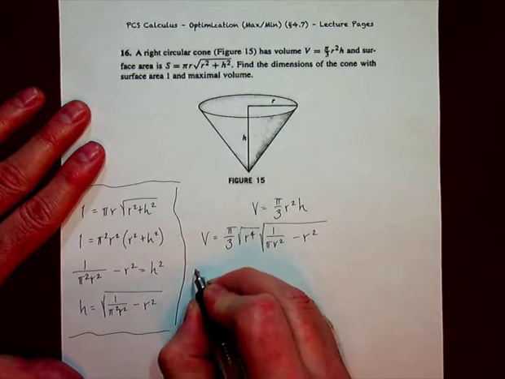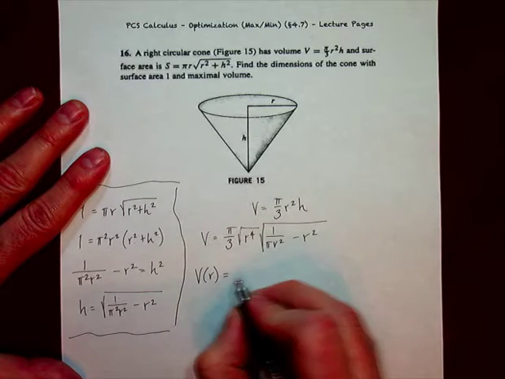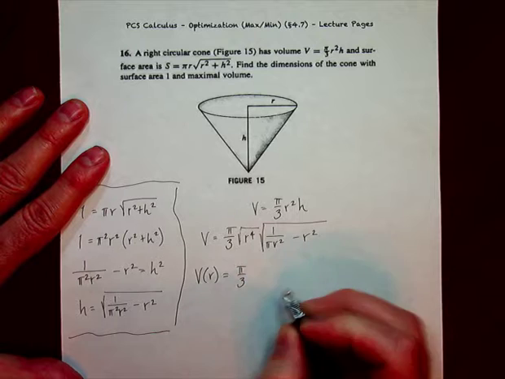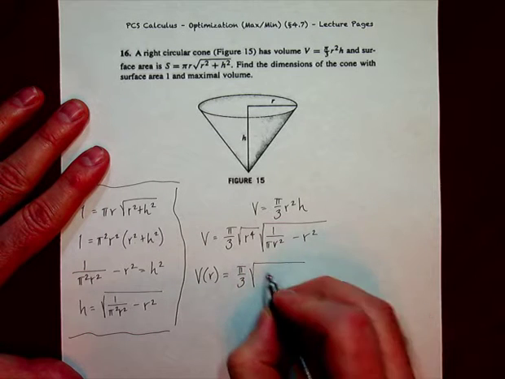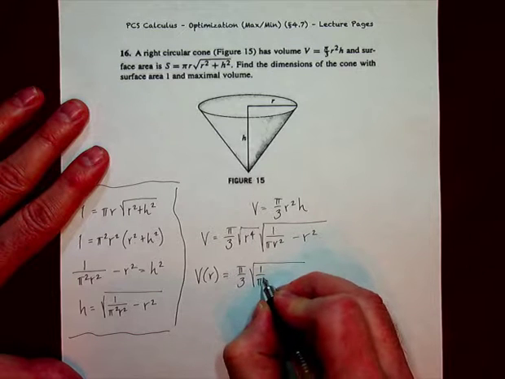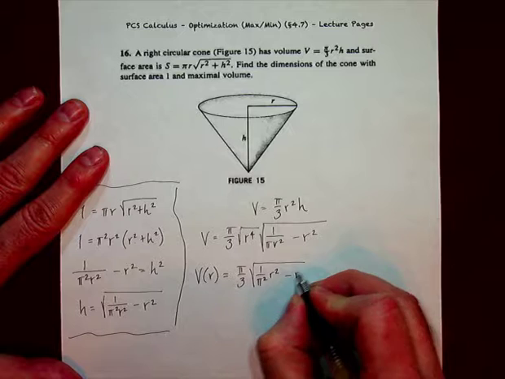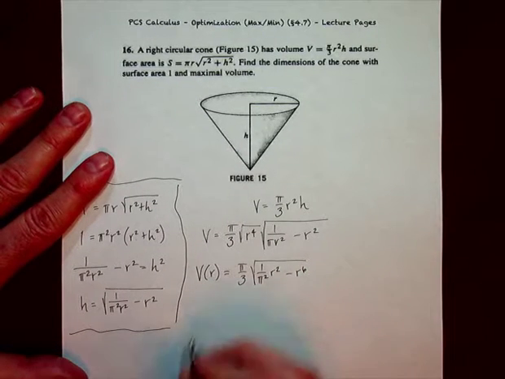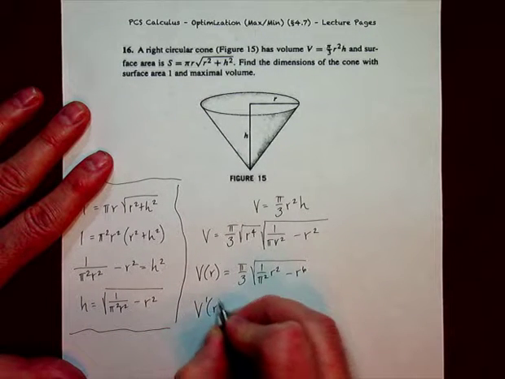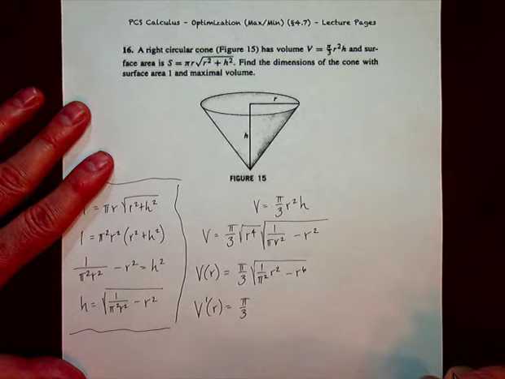And so we have, and I forgot on the previous step to make it V of r, because at this point it is a function. So we have pi over 3 times the square root of, and I'm going to put 1 over pi squared as a coefficient of r squared, just so that it's easier when I start taking the derivative. Now, V prime of r is pi over 3. That comes along for the ride.